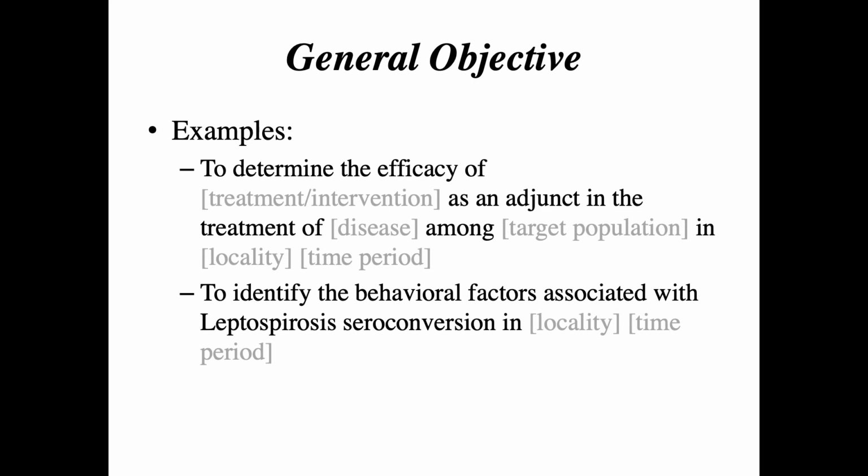The first example would be to determine the efficacy of, then you state the treatment or intervention as an adjunct in the treatment of, and then you insert the name of the disease among, then you identify the population in, and you state what locality you're working in and what the time period is. Okay? And this would be another example of a well constructed general objective.